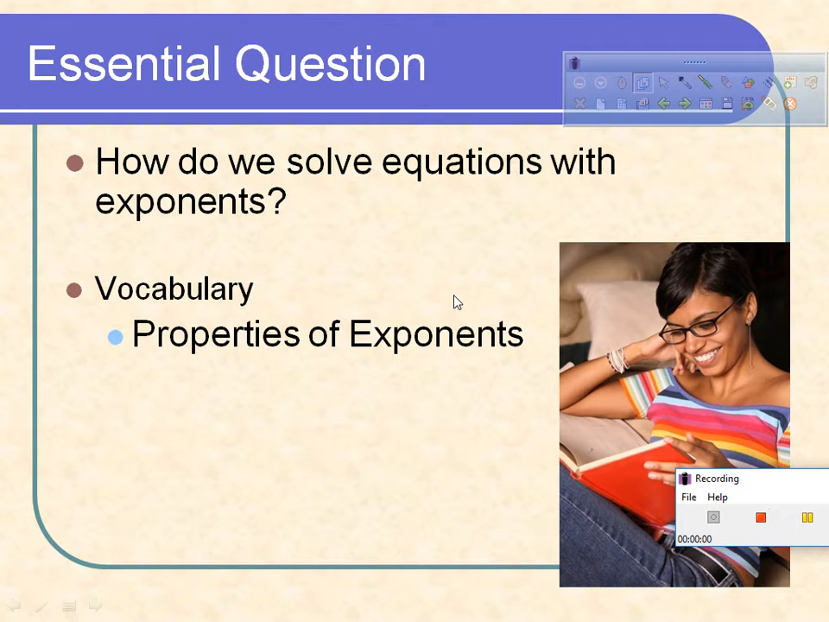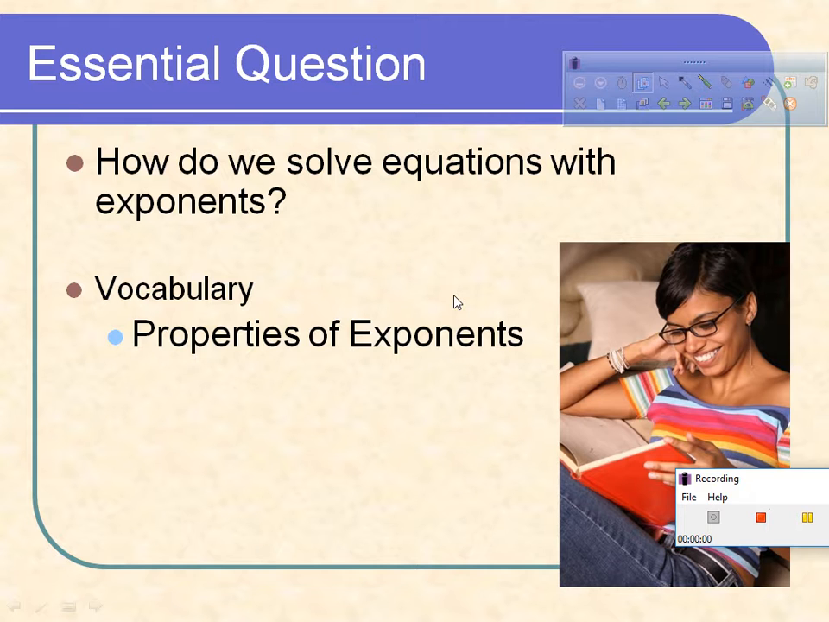Your essential question for today is how do we solve equations with exponents? This next unit is going to be all about exponential functions. The last unit was about radical functions and radical equations and rational exponents. So we're just going to transition into a different unit now. We're still going to be talking about functions and graphs and solving, but we're going to be looking at things called exponential equations.